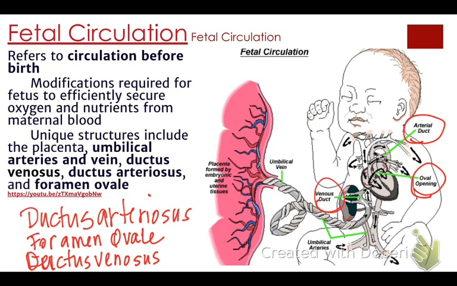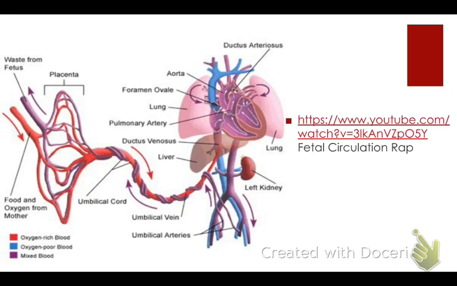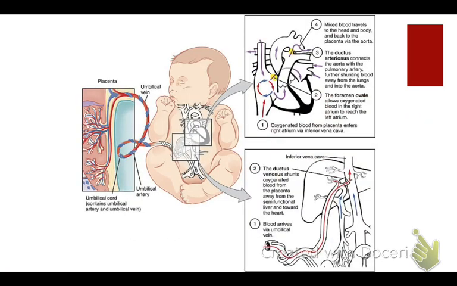And then the differences between the umbilical arteries and veins, and the placenta is the other exchange organ. So I'm going to talk about each one of these in a little bit more detail. So please, you can watch the fetal circulation wrap. I have another slide here.